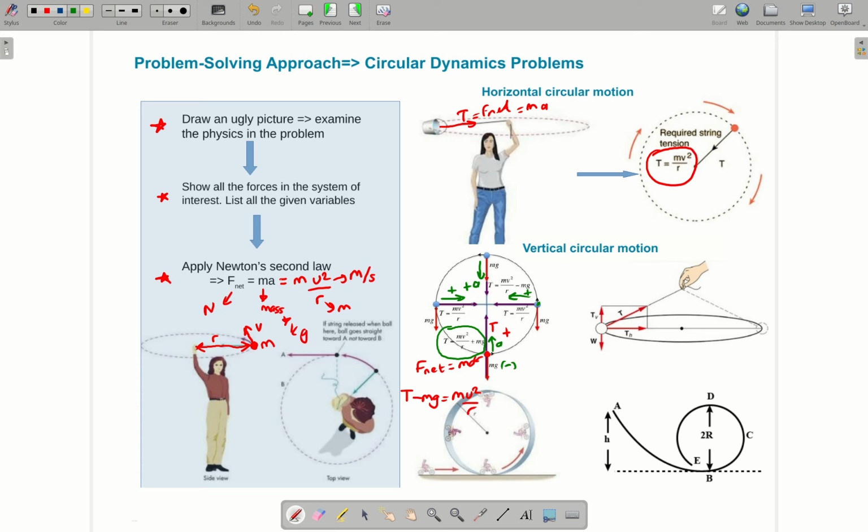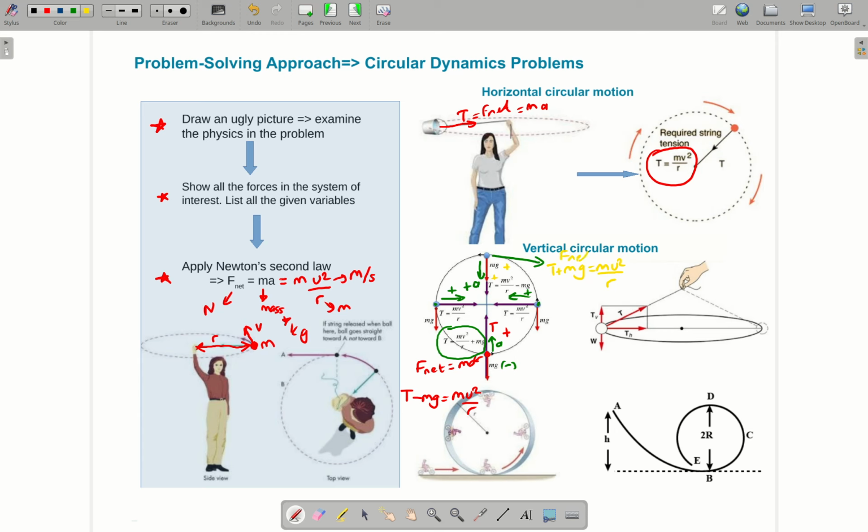On the sides, we will only have T. Mg will be maintained by air friction. And T will be F net, simply mv squared over r along horizontal. At the top here, let me write that down too quickly. I have T and mg down, so both are positive towards the center. No other forces, so I'm going to have here T plus mg equals mv squared over r.